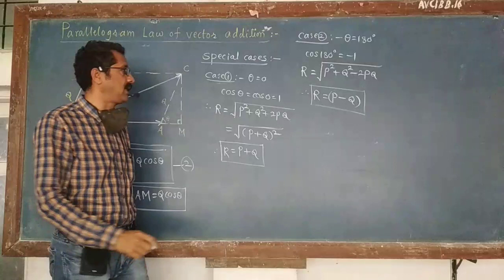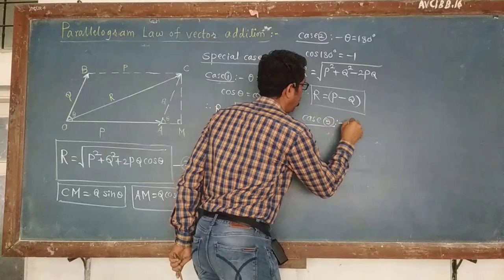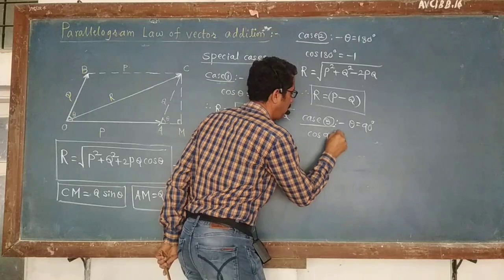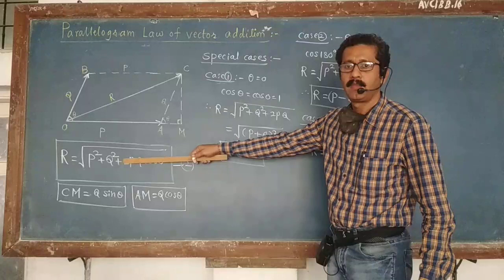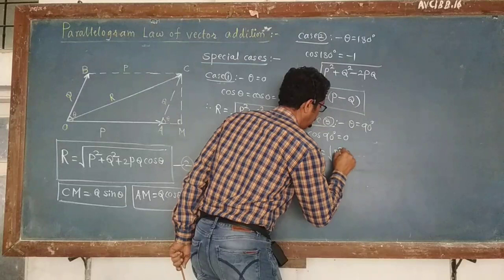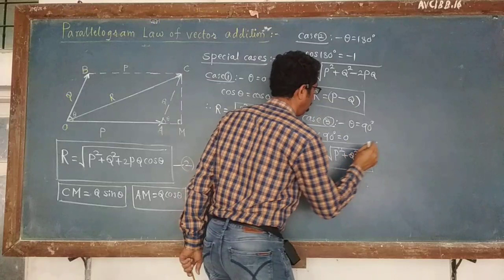The third special case, case number 3, is that if angle theta is equal to 90 degrees, cos of 90 degrees is equal to 0. Therefore equation number 2 is going to become, since cos 90 is 0, this entire term will become 0, and you just have R equal to root of p squared plus q squared, that's all. And that is what we expected earlier as well. So I get R equal to root of p squared plus q squared. So these are the special cases.